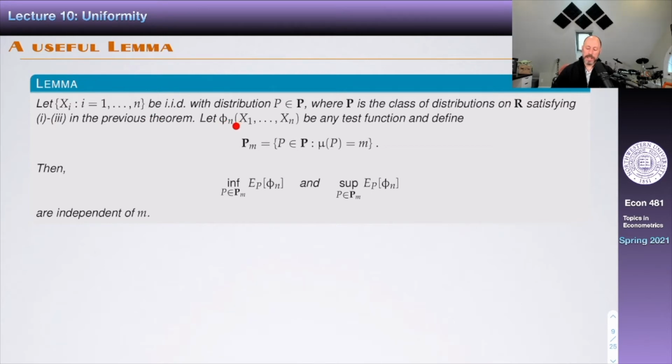And let phi be any test function, and define this set of distributions, bold P_m. We're going to be using this in this proof today. What is bold P_m? It is the set of distributions that have mean equal to m. Then this lemma says, the infimum of the rejection probability over distributions with mean m and the supremum of the rejection probability over distributions with mean m is independent of m.